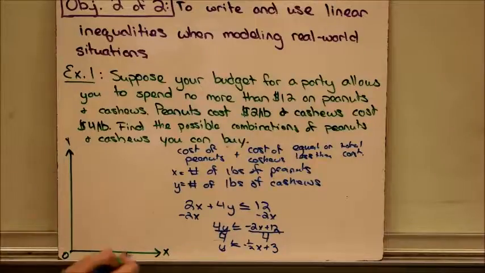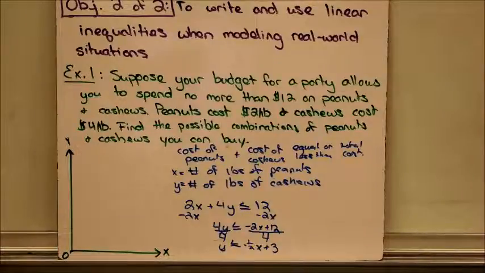And you can see that I've drawn a graph here, but I've only drawn one quadrant. I've only drawn the first quadrant in our graph. And I've done this because we know that we can't buy negative peanuts or cashews. They have to be a positive amount. I can't buy a negative amount. So we're just going to stay in our positive region of our coordinate plane.